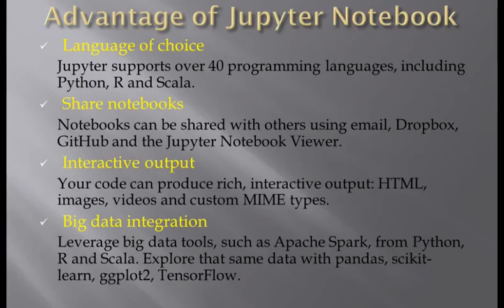Now we will talk about advantages of Jupyter Notebook. Jupyter supports over 40 programming languages including Python, R, Scala, etc. We can share our notebooks using email, GitHub, Dropbox and Jupyter Notebook Viewer. It supports any type of code output. Our code can produce any type of output like HTML, images, graphs and charts, and videos, etc. Through Jupyter, we can leverage big data tools such as Apache Spark from Python and R.